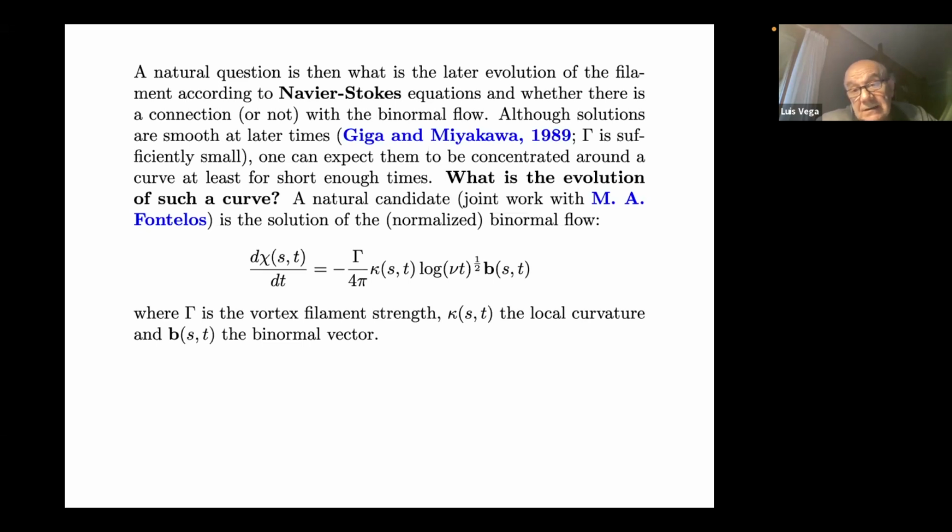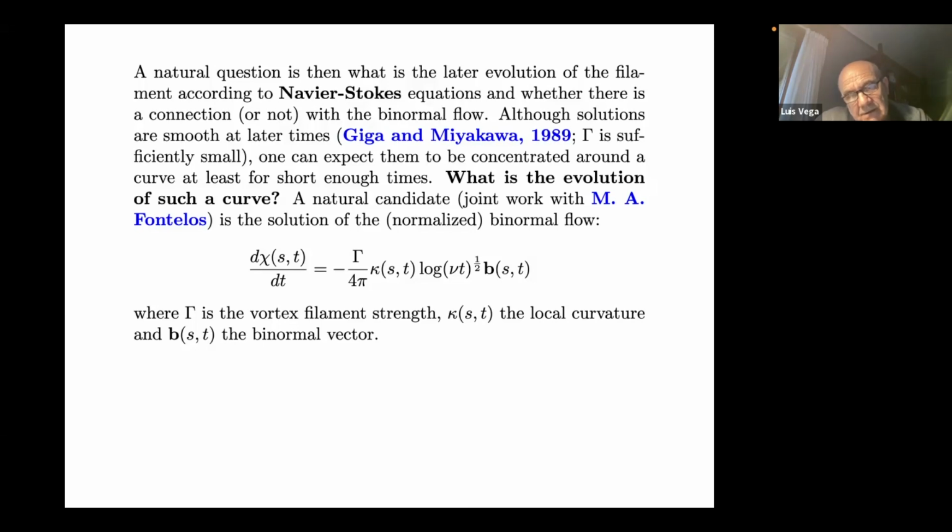So I'm not constructing new solutions. I'm describing the solutions constructed by Giga and Miyakawa, for the particular case of the vortex filament, in order to say what the dynamics is. One of the problems with the Giga-Miyakawa result is that it is so general that the norm used, the Morrey-Campanato norm, is too weak. So at the end of the day, the information you get about the solution is very small.